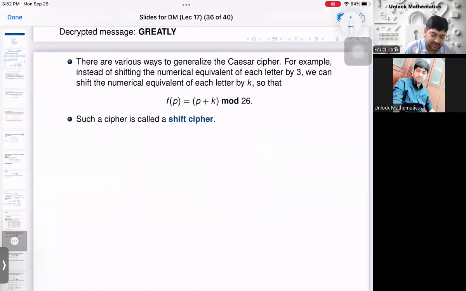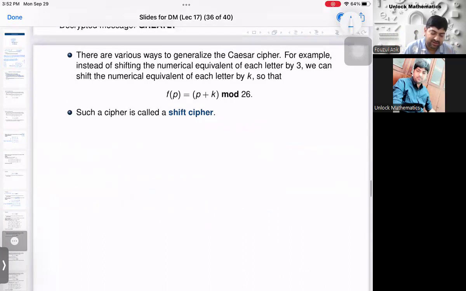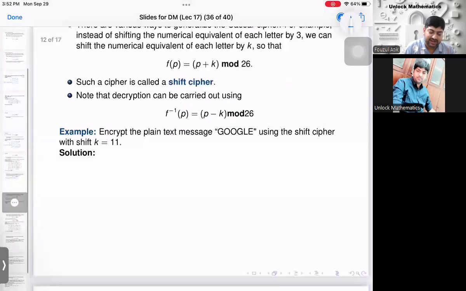So there are various ways to generalize the Caesar cipher. Caesar cipher is only for shifting by 3, so you can generalize it. For example, instead of shifting the numerical equivalent by 3, we can shift it by K. So P plus K mod 26, where K can be any number between 0 to 25. Such a cipher is called a shift cipher. And then to get back the original one, the same thing: F inverse of P becomes P minus K mod 26. So you can easily do that.